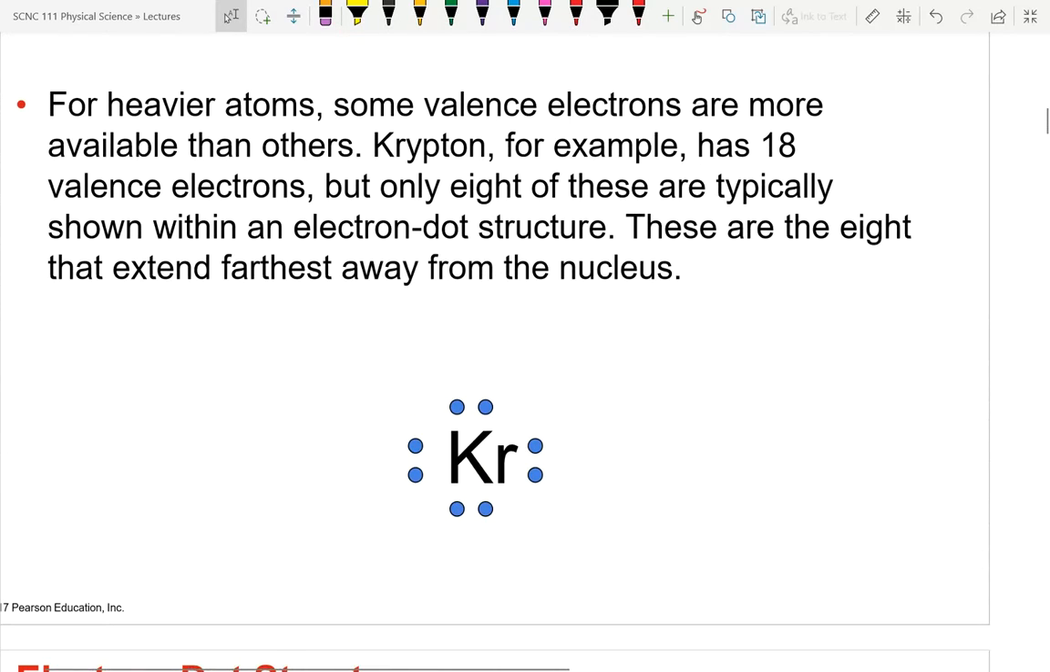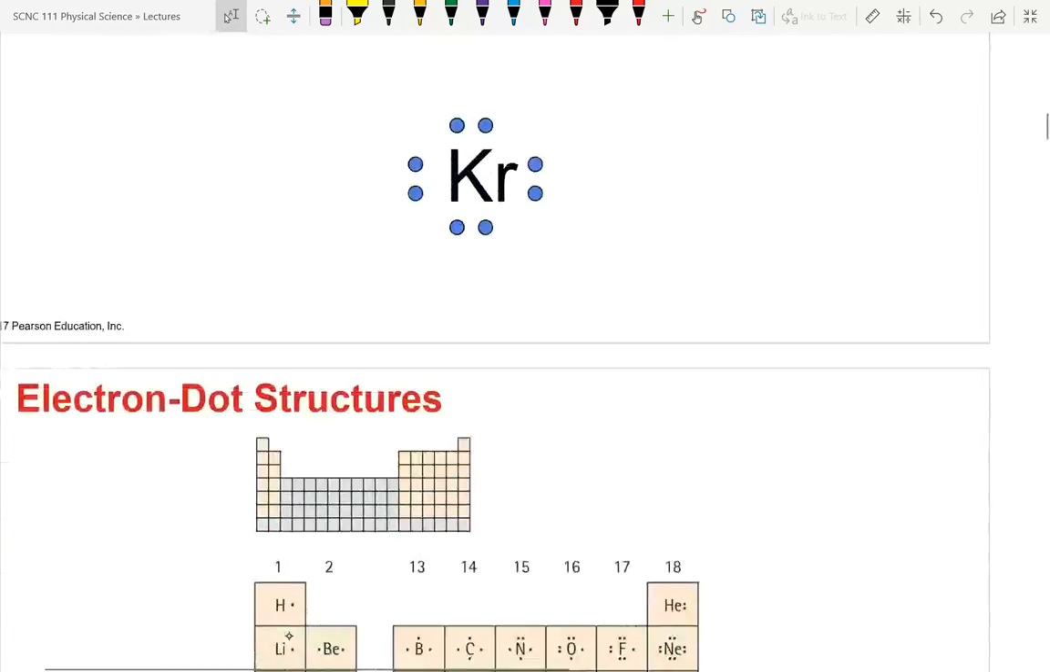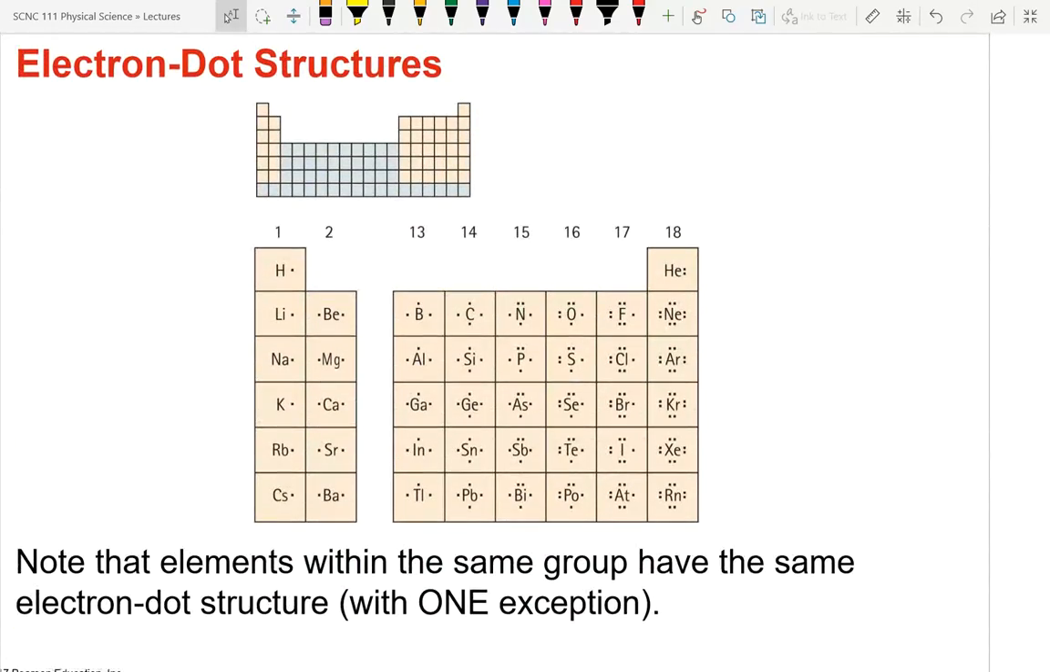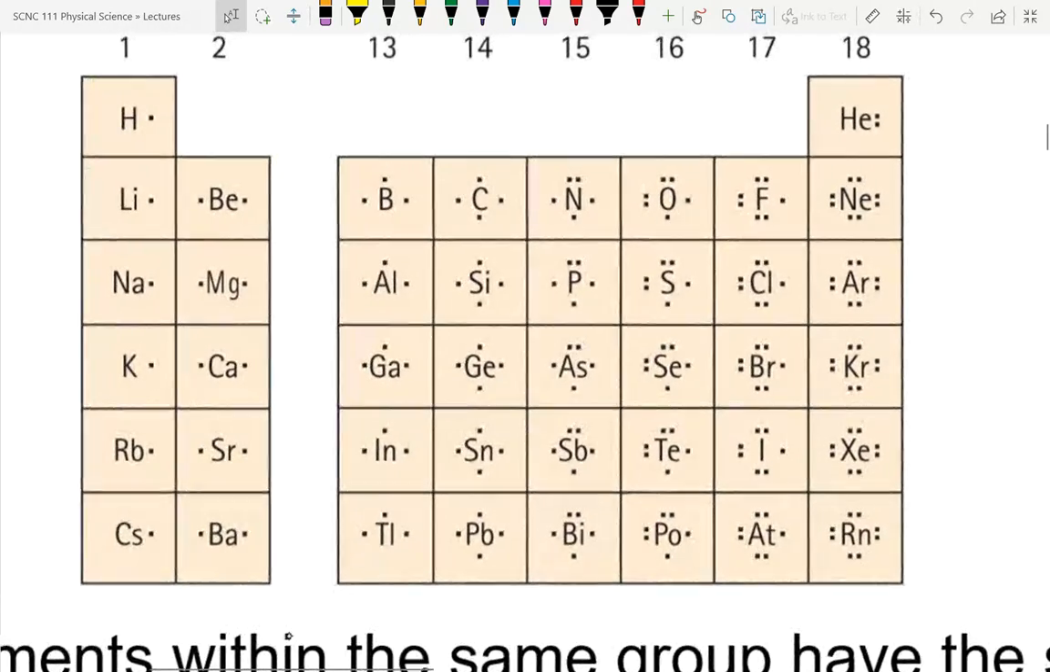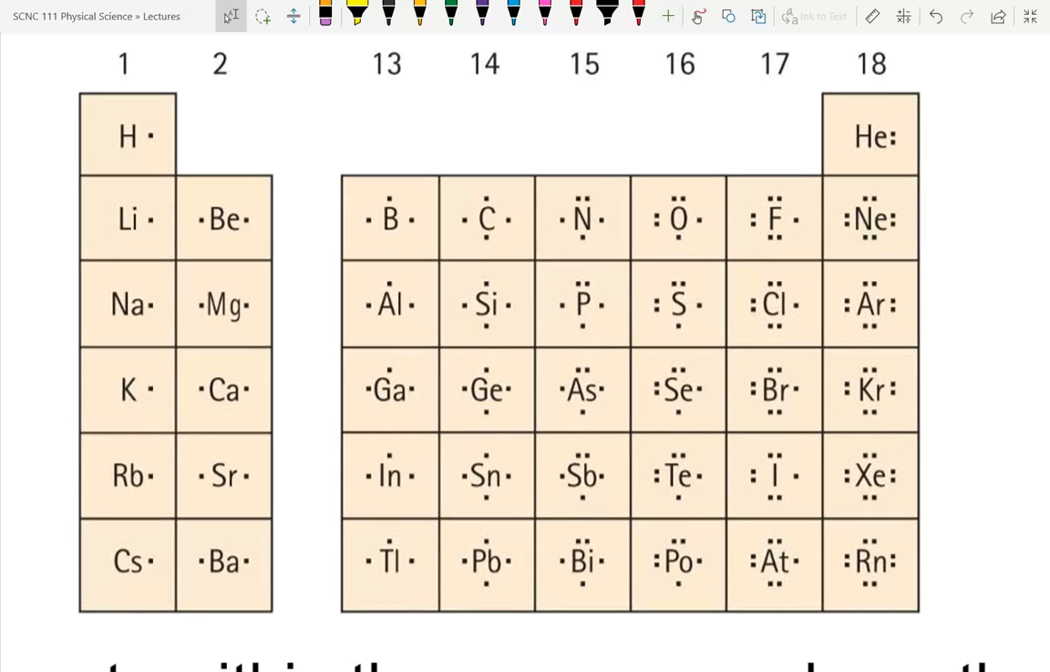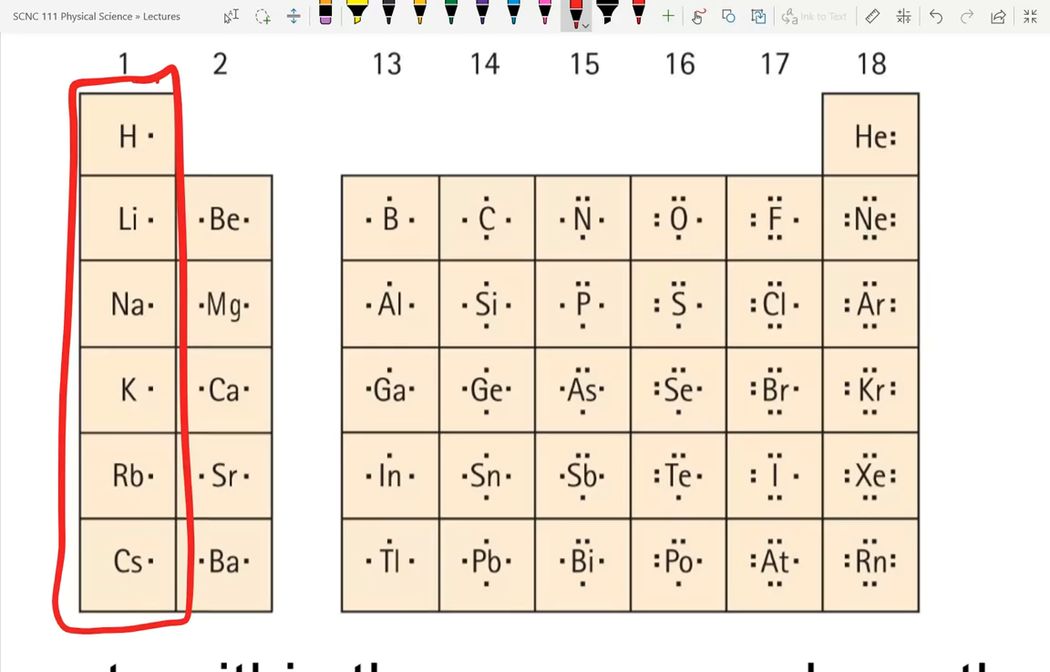Here's the special note that says that we ignore those 10 electrons in between. So krypton that has 18 valence electrons, we just write it with 8 because we ignore the other 10. So here is actually a periodic table showing the dot structures for many of the atoms. Not all of them, but many of them. And you notice that each column looks exactly the same, right? The cesium dot structure is the same as the hydrogen dot structure. The beryllium is the same as the barium, and so on.